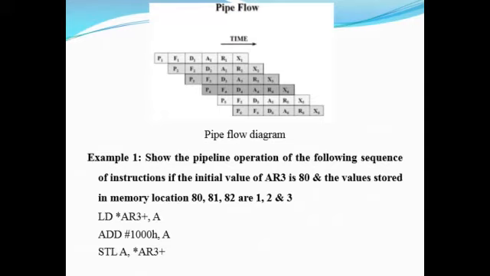So this is a pipe flow. P1 is prefetch, F1 is fetch, D is decode, A is access, R is read, and X is execute. Now we can see in the pipe flow diagram that whenever the first instruction is in the fetching phase, the second instruction is in the prefetching stage. Whenever the first instruction is in the decoding stage, the second instruction will be in the fetching stage, and whenever the first instruction is in the access stage, the second instruction will be in the decode stage. Whenever the first instruction is in the reading stage, the second instruction will be in the access stage.